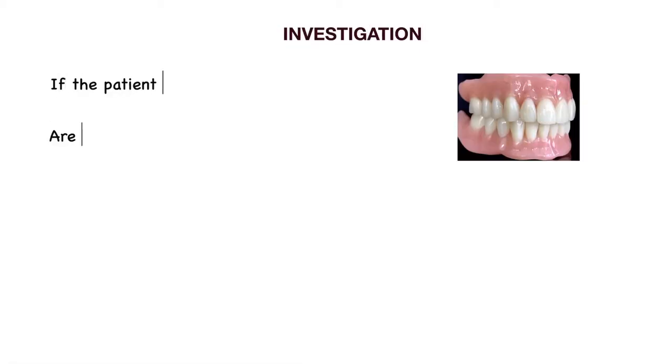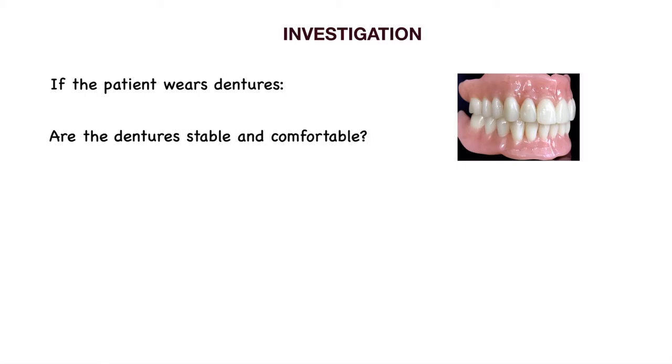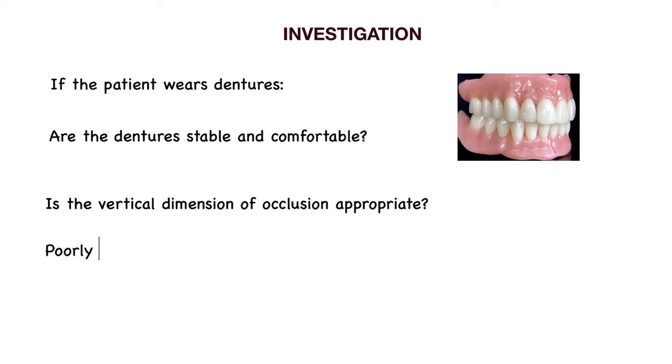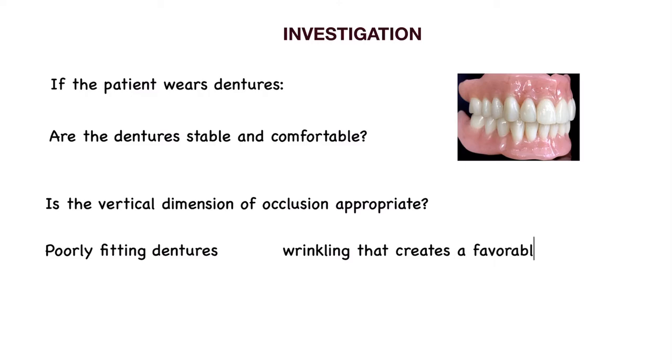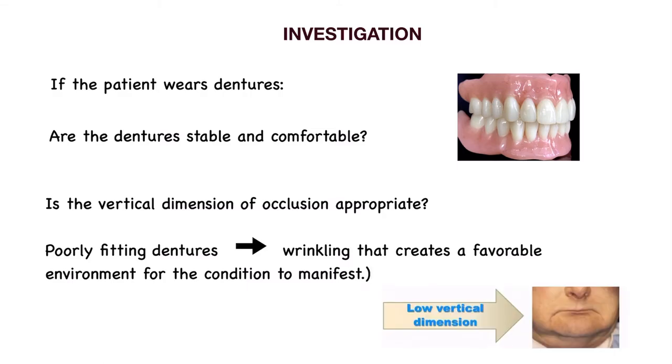What investigations are to be carried out in this patient? If the patient is a denture wearer, we have to check whether the denture is stable and comfortable, and if the vertical dimension of occlusion is appropriate or not. As a poorly fitting denture causes wrinkling at the corner of the mouth that creates a favorable environment for this condition to manifest.